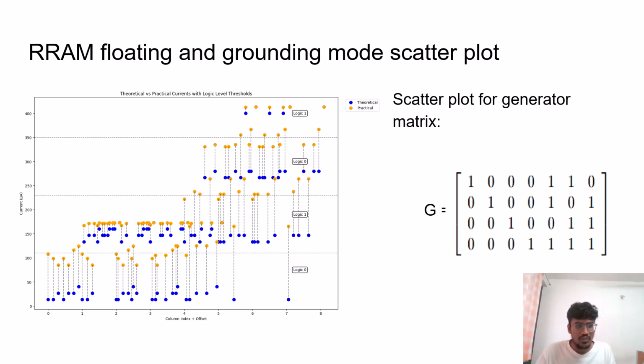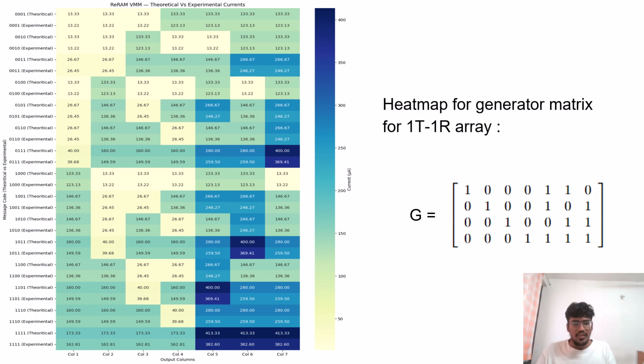If you see here, the threshold is 110. There are a few currents that cross this threshold, so they will be decided as logic 1 instead of logic 0, which will be an error, that is a bit flip, that we can see in the encoded matrix. And in grounding mode, the theoretical value exactly matches the practical value, so there will be no problem in narrowing the window. But the problem is that a huge peripheral area is required for the RRAM to be operated in the grounding mode. As we have seen in the floating mode, there are huge variations.